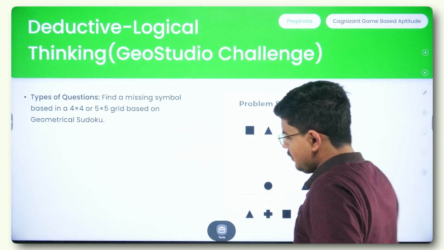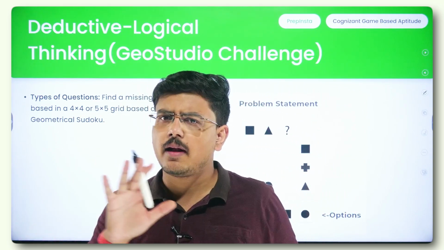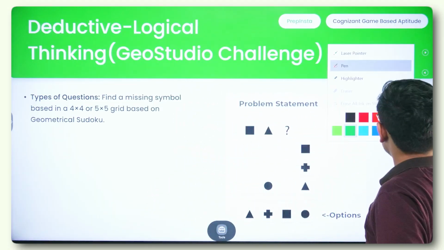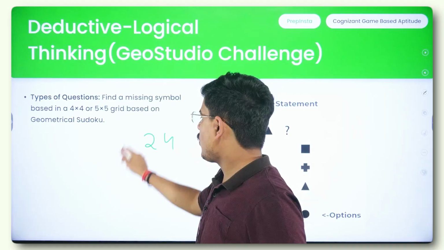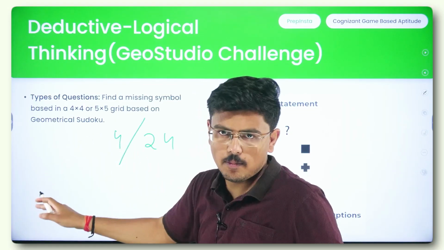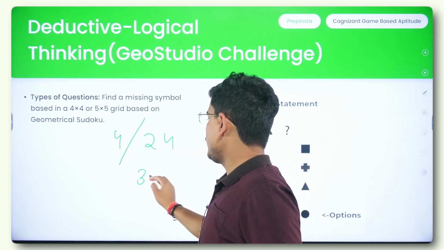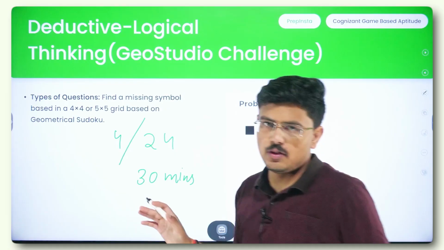We'll dive in deep into the types, and there are primarily 6 types that I'll discuss. But in actual sense, there are 24 games, 24 types of games that can generally appear. Out of them, 4 would appear in your exam. Any 4 can come. And in this, you will have 30 minutes at your hand to solve these questions.